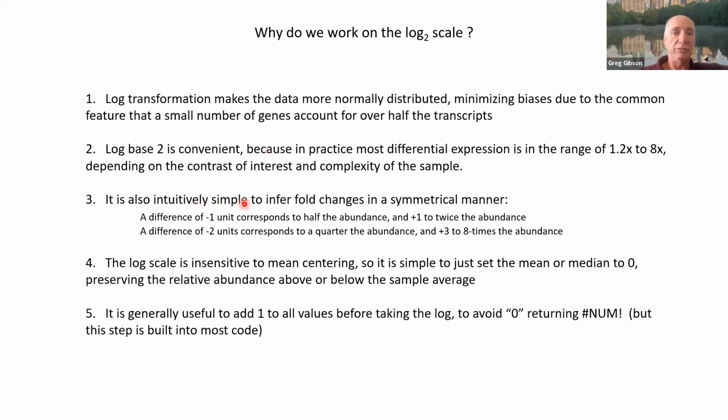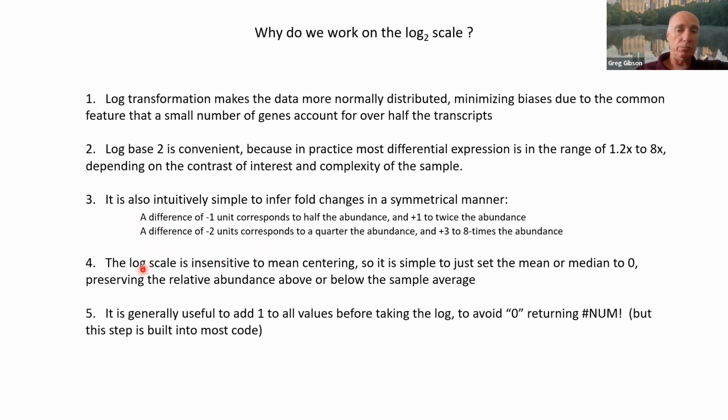So intuitively, it's simpler to infer fold changes in a symmetrical manner. A difference of -1 unit corresponds to half the abundance. A difference of +1 is twice the abundance. A difference of -2 is a quarter, of +3 is 8 times, and so forth. So it's very, very easy to think about it that way.